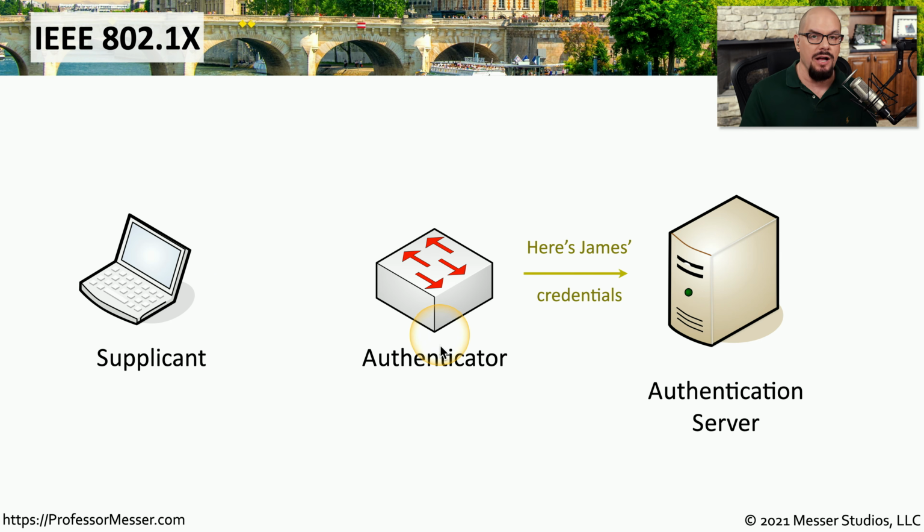Since the authenticator commonly doesn't have an authentication database, it passes that username, password, and any other login credentials to the authentication server. If those login credentials are validated by the authentication server, a message is sent to the authenticator saying that this user can gain access to the network. At this point, the authenticator would enable that interface and allow the supplicant to continue the communication on the network.